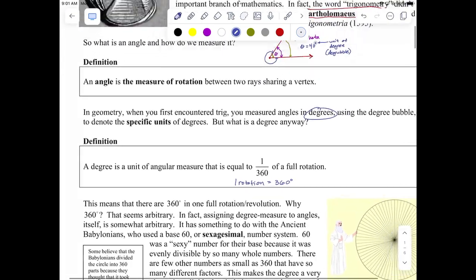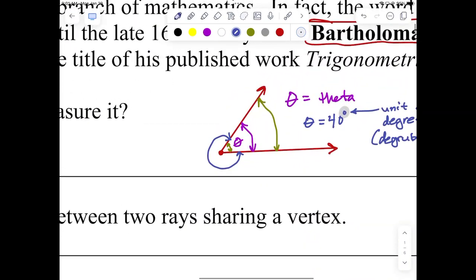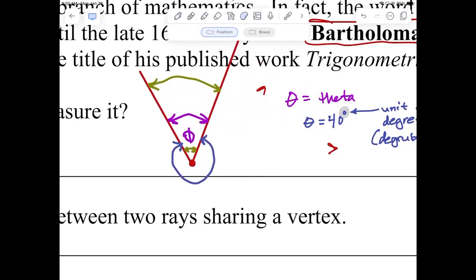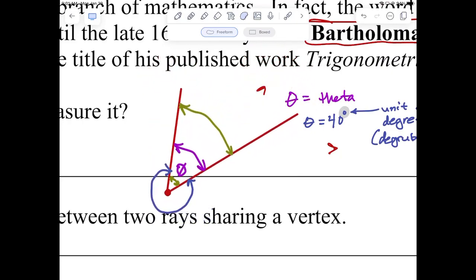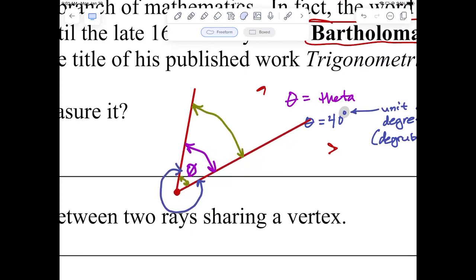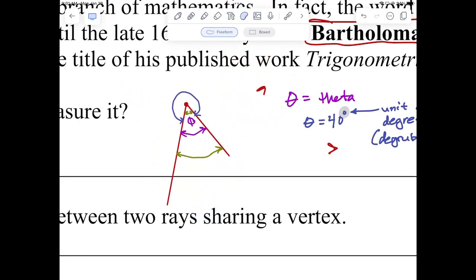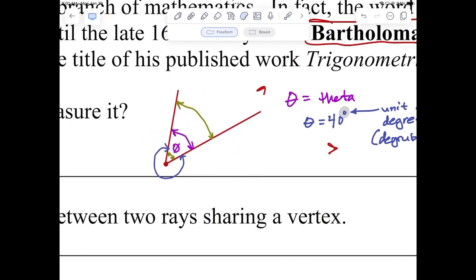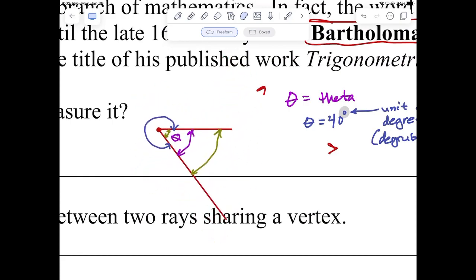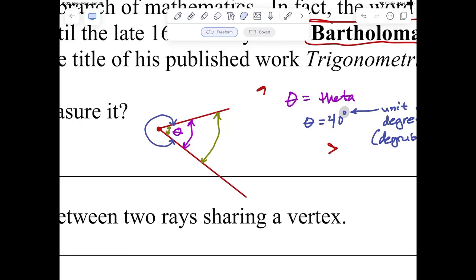Y'all use degrees. Now, what's nice about geometry is you can take this angle right here and move it around and you get the exact same angle. As long as those two rays are locked and don't move left or right, this whole thing is the exact same angle. It can be big, it could be small, it could be pointed up, it could be pointed down. That's what you studied in Euclidean geometry.